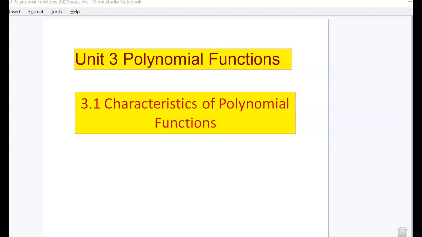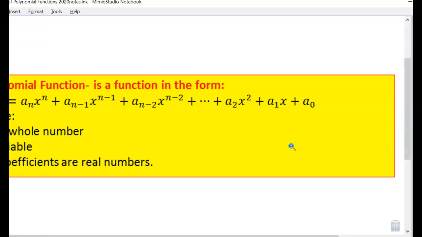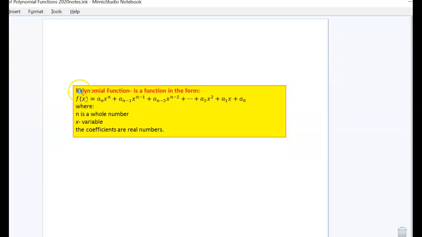In unit number 3, we're going to be studying polynomial functions. In section 3.1, we're going to talk about characteristics of polynomial functions. When you look at the definition of a polynomial, it can be quite intimidating. However, if we break down exactly what it means, you'll find that it's not all that difficult.